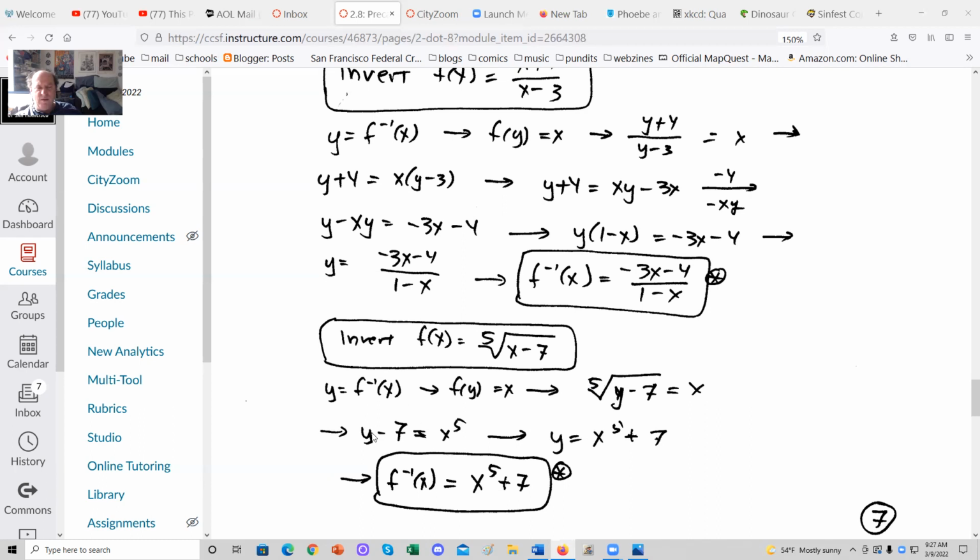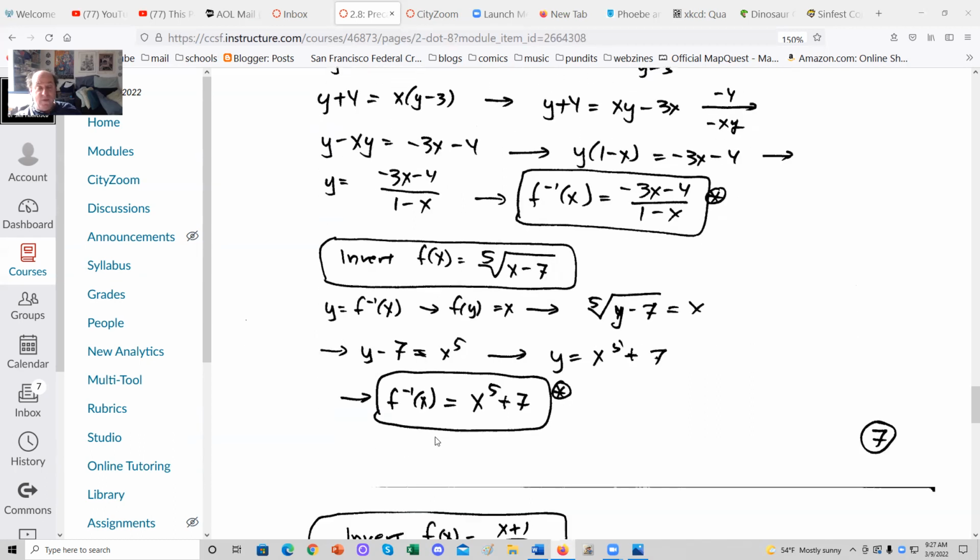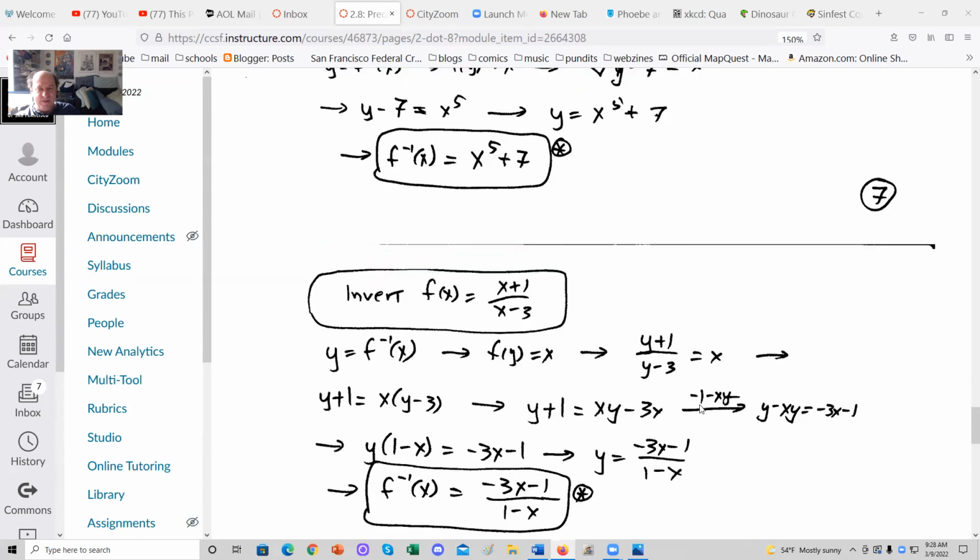Here we'll get rid of the 7 by adding 7 to both sides. Get y equals x to the fifth plus 7. And you're done. f inverse of x equals x to the fifth plus 7. And that's the inverse function to this. And again, opposite operations in opposite order. This f starts with x, subtracts 7, and takes the fifth root. This f inverse starts with x, takes the fifth power, and adds 7.